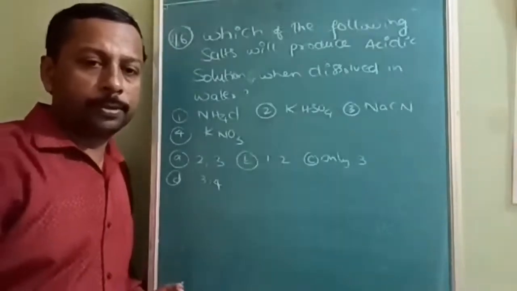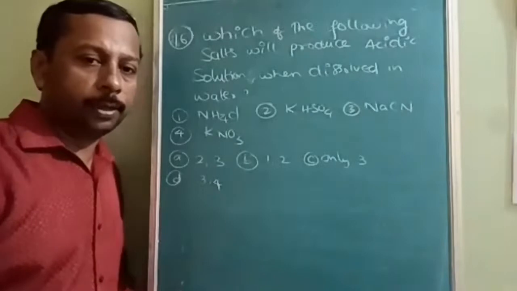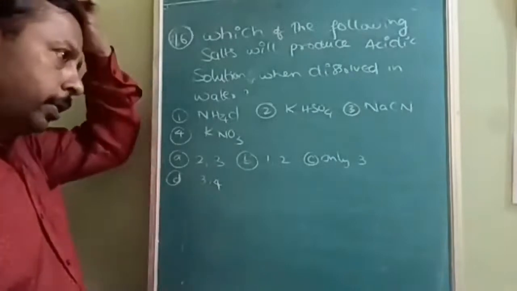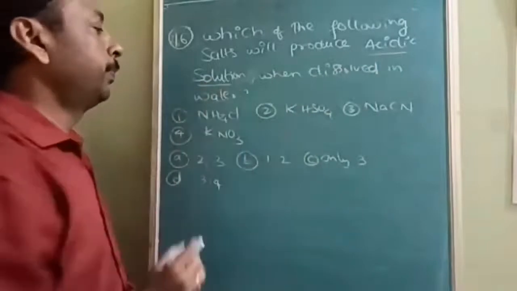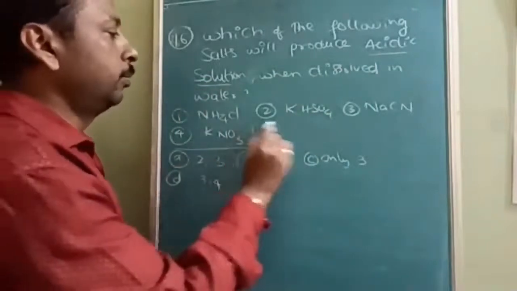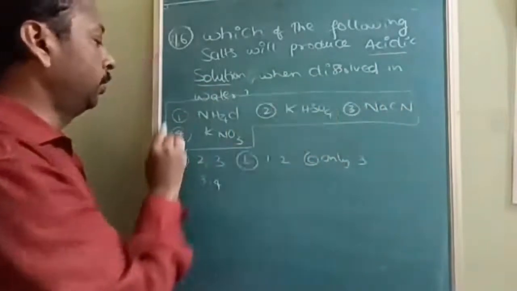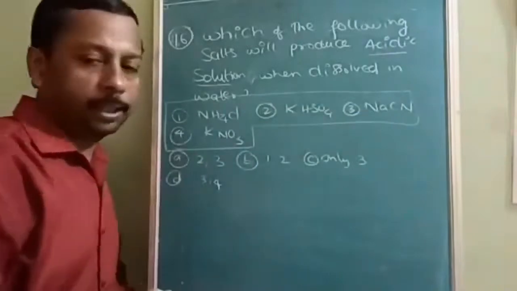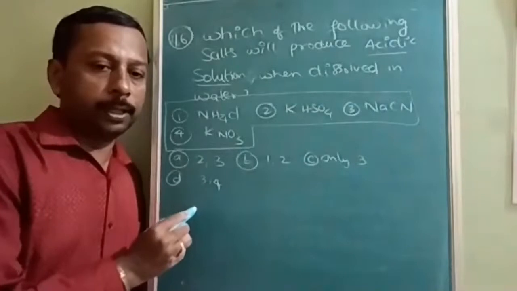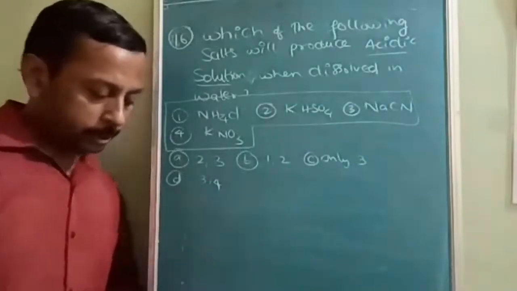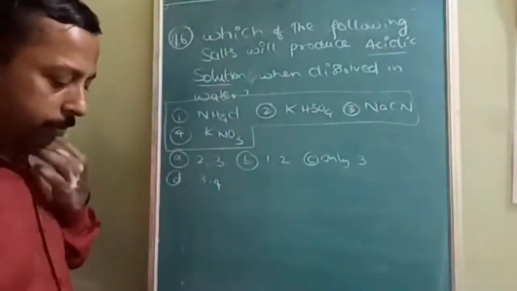Okay, next question is which of the following salts will produce acidic solution? That means pH must be less than 7. Okay. Actually, this has more than one correct answer. In the mains, this has been converted into a single correct option by giving the answers like this. Okay. So along with the reason, you should be knowing that.